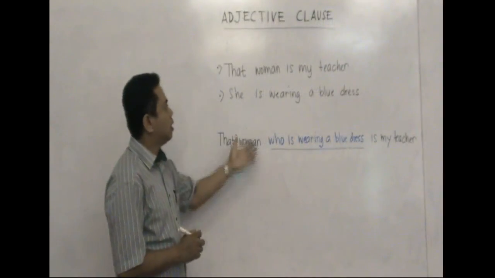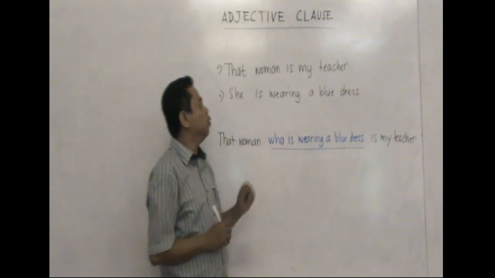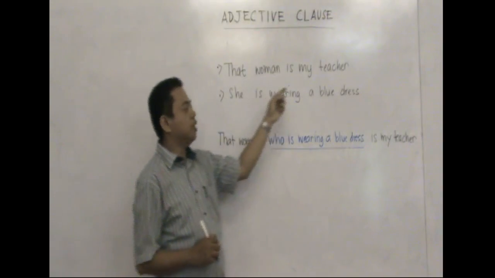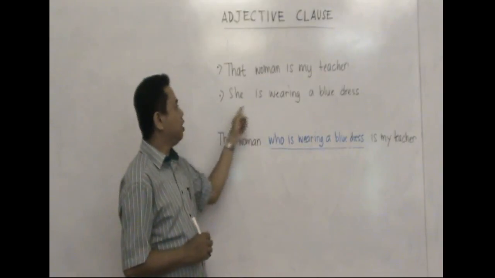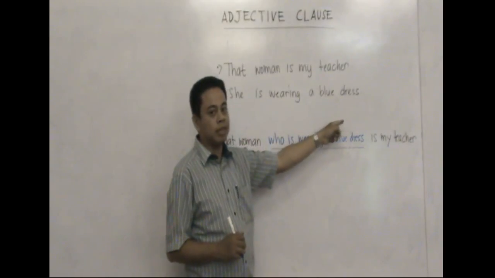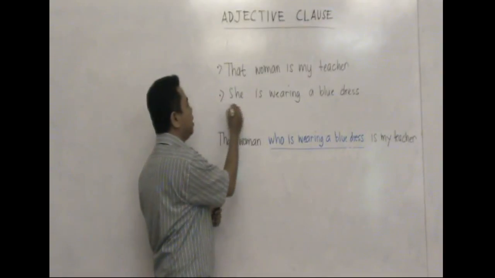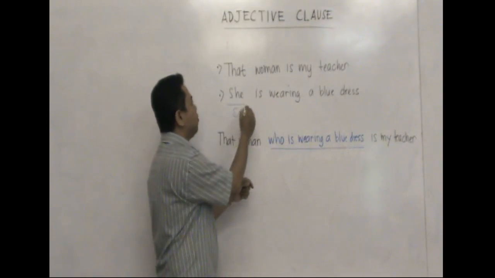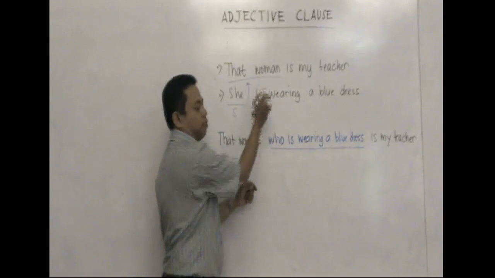Now, let's study how to use who. I have 2 sentences here. That woman is my teacher. She is wearing a blue dress. So here, she is the subject, and it refers to that woman.